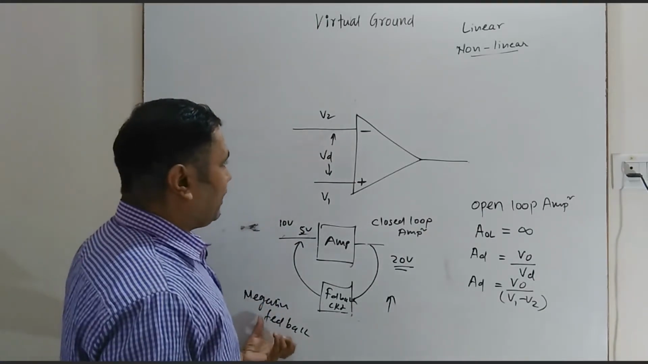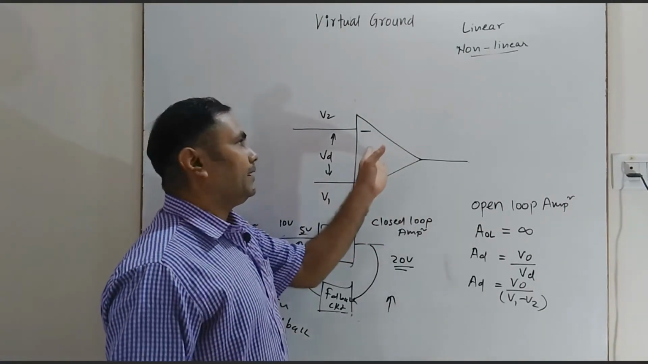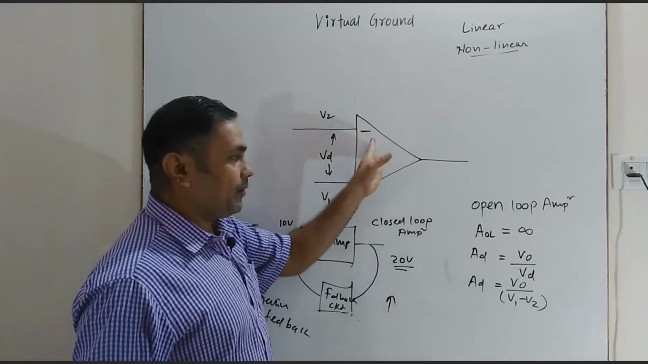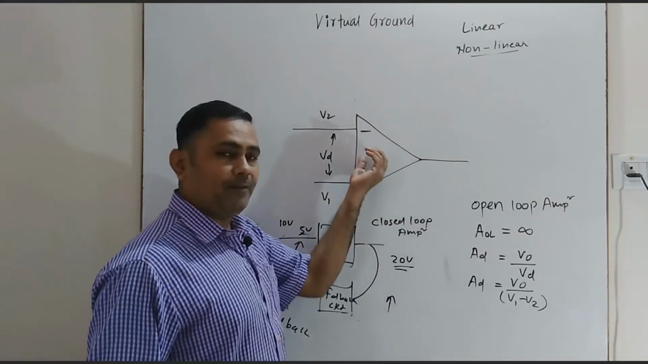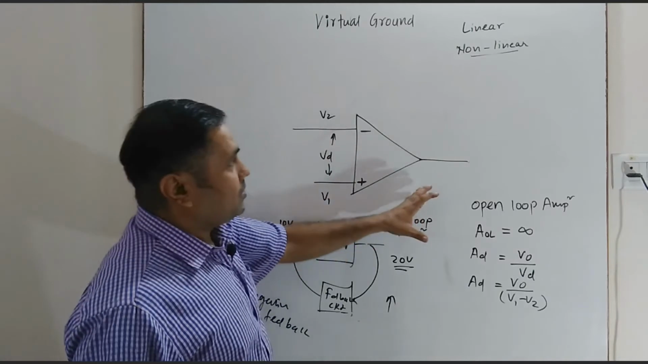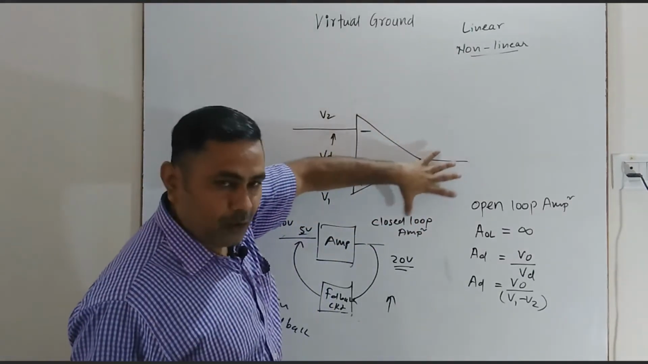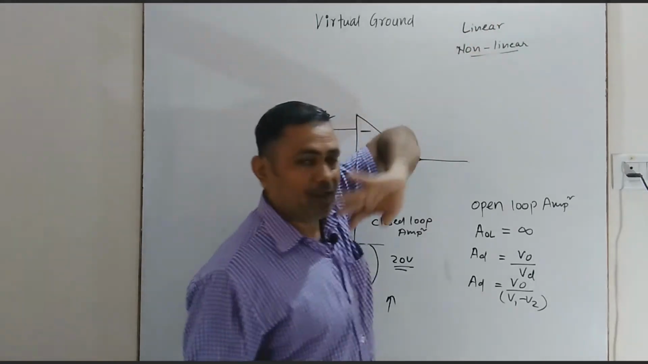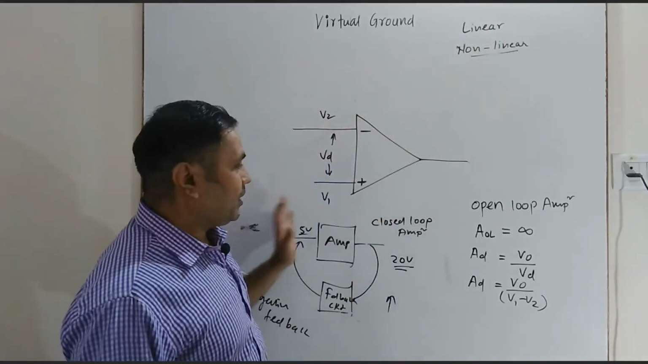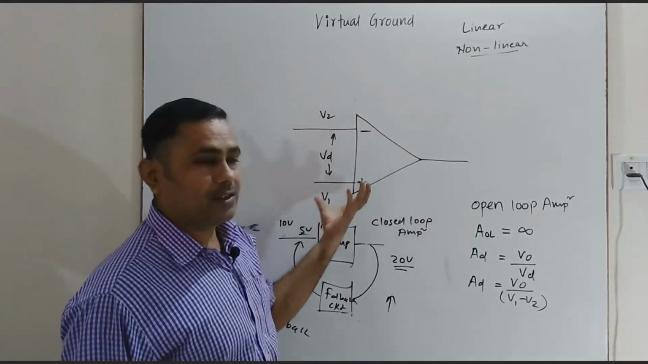So if negative feedback is employed in the operational amplifier or in the open loop amplifier, the applications which are done using the negative feedback are the linear applications. Okay, so let us see how negative feedback is achieved here.